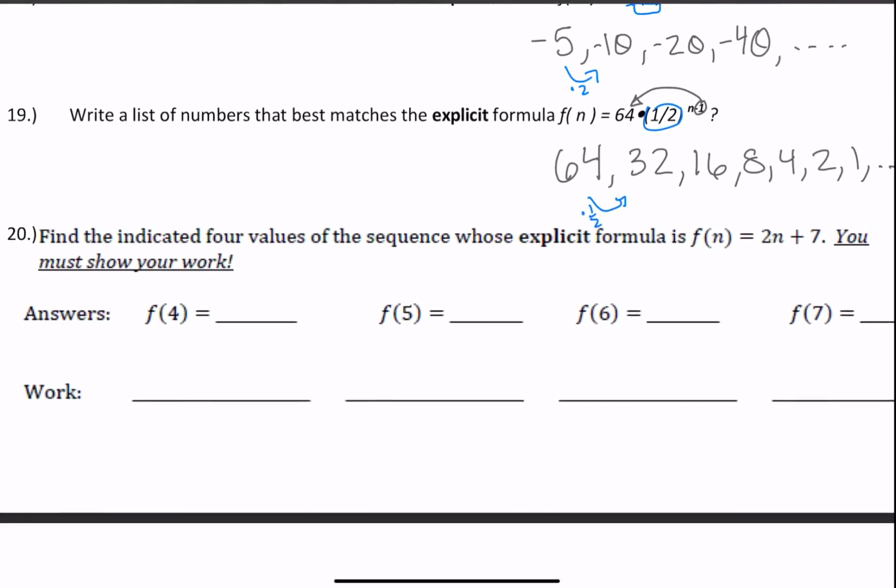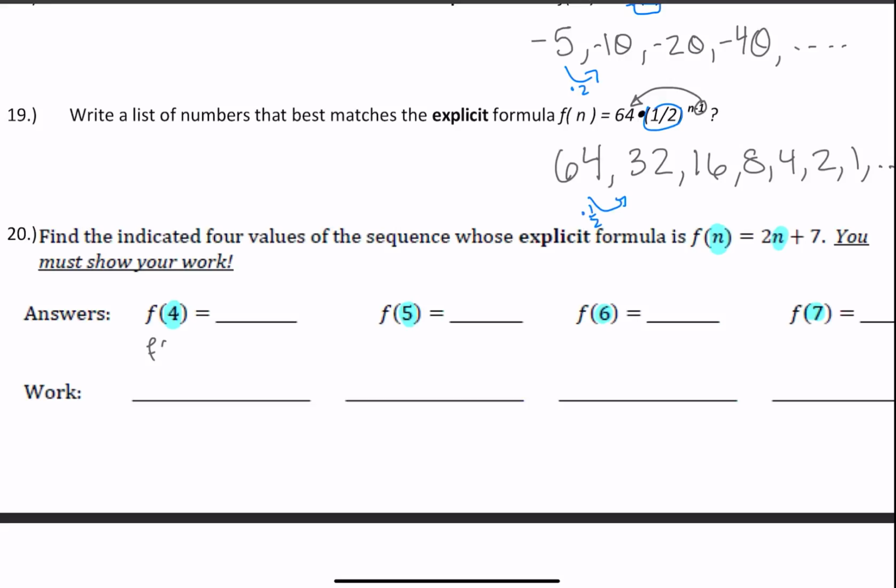In the next one, we have to find the indicated values of the sequence whose explicit formula is f of n equals 2n plus 7. You must show your work. So what's happening is we're replacing these n's with the numbers inside of the parentheses. So let's start with the first one.